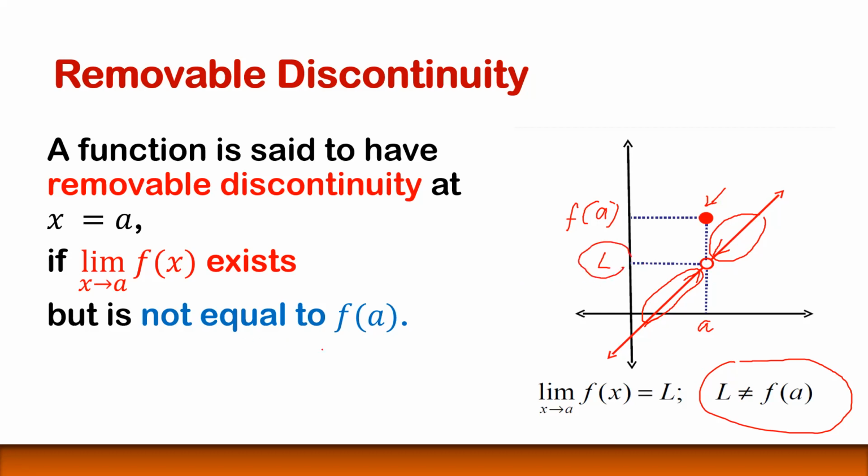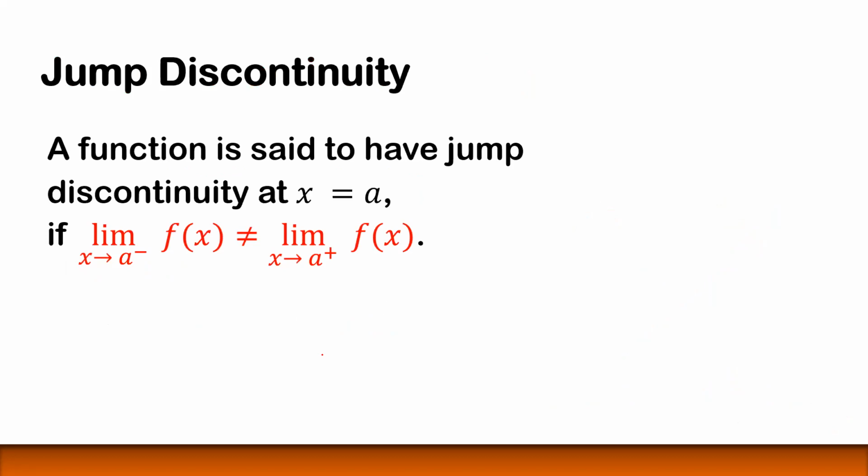Pero yung first condition, yung third condition rather, was not met. Okay? Whereas yung jump discontinuity, paano naman yon? A function is said to have jump discontinuity at x equals a if the limit as x approaches a from the left is not equal to the limit as x approaches a from the right. So, ito not equal. So, yung condition 2, hindi niya na nasatisfy. So, that's why it's a jump discontinuity.